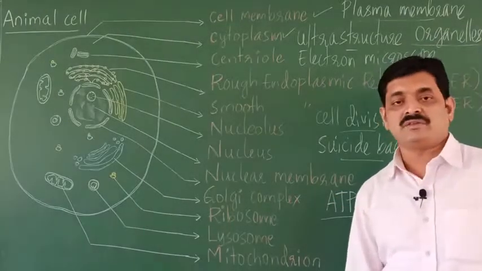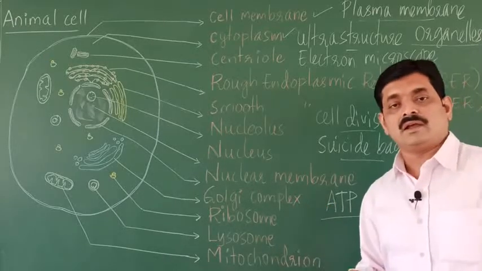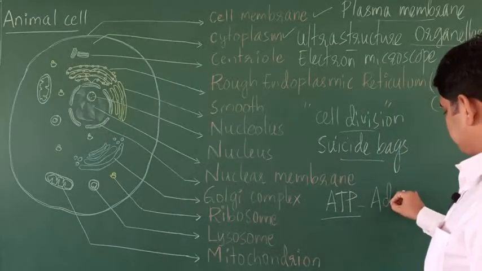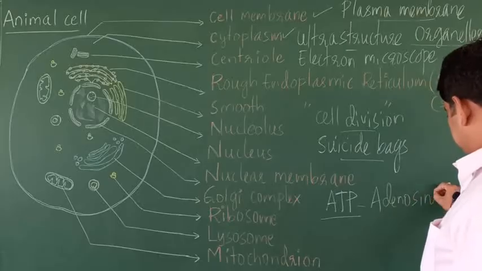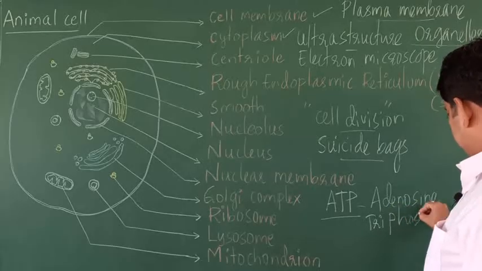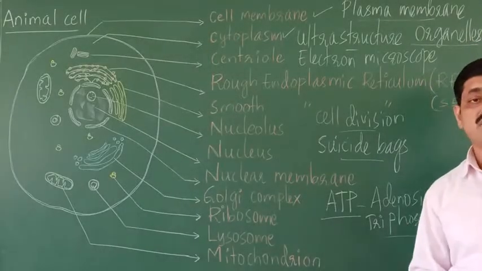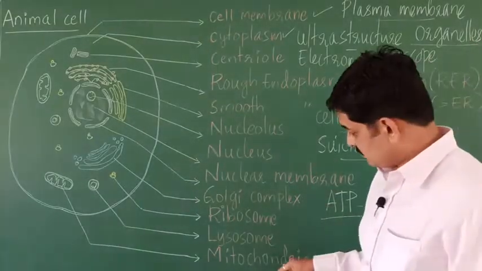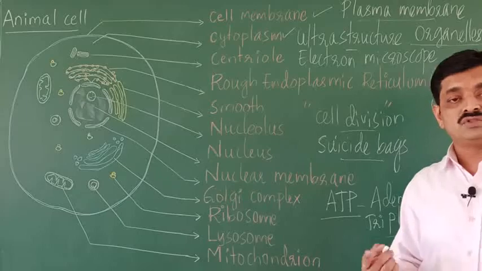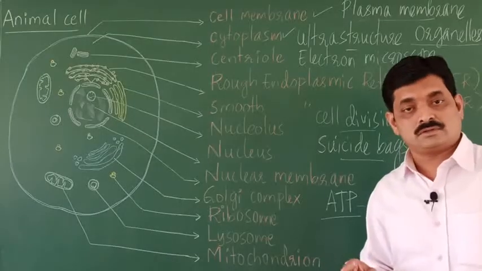It produces energy in the form of ATP. The full form of ATP is adenosine triphosphate. So adenosine triphosphate, or ATP, is produced by mitochondria, and this ATP is used as a source of energy. That's why mitochondria are called the powerhouse of the cell.